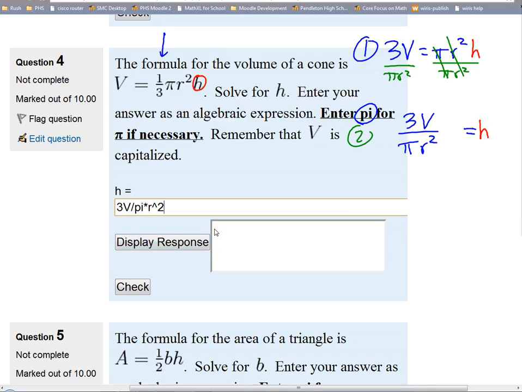If I just hit display response, oh, that's not what I wanted, is it? Now, why did it do this? Because the computer is smart, it's going to follow order of operations, right? It's going to multiply and divide from left to right, isn't it? It's going to do 3 times v divided by pi. It's going to take that whole thing and multiply by r squared. So if I want to divide by all of that stuff like I do, I need to put the whole denominator in parentheses, right? Okay, so if I go back and make that change, watch what happens.